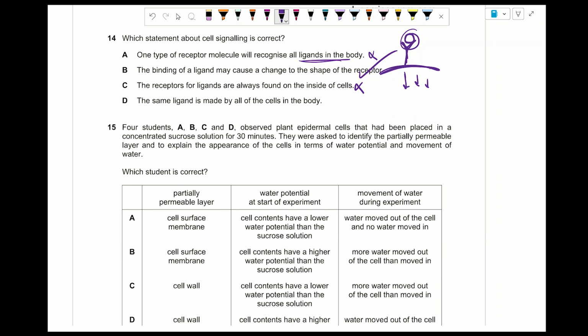For C, the receptors for ligands are always found inside of cells. This is incorrect. The reason for this is that there are extracellular receptors and intracellular receptors. For example, at the nuclear membrane, which are intracellular receptors. Therefore, this is not absolute and this is incorrect. D, the same ligand is made by all the cells in the body. This is totally incorrect because each cell has a completely different ligand and completely different products. Therefore, this is incorrect and the answer is going to be B.